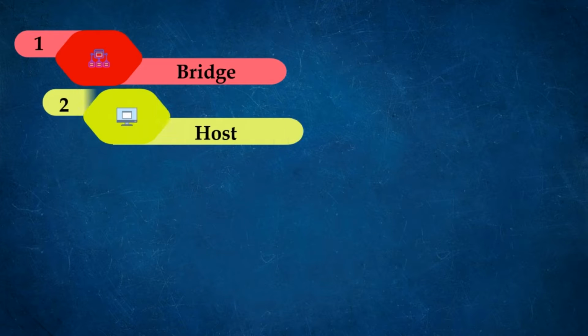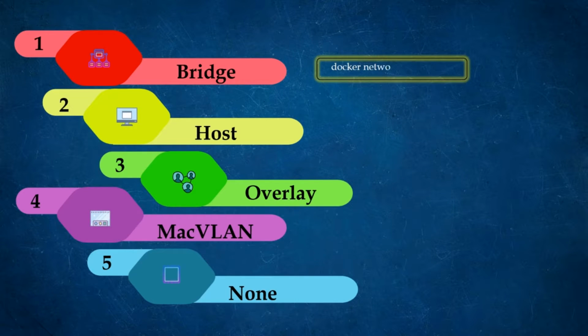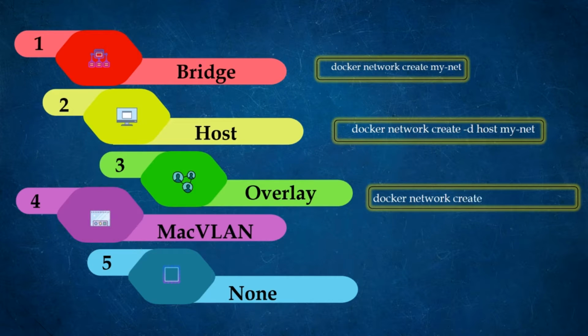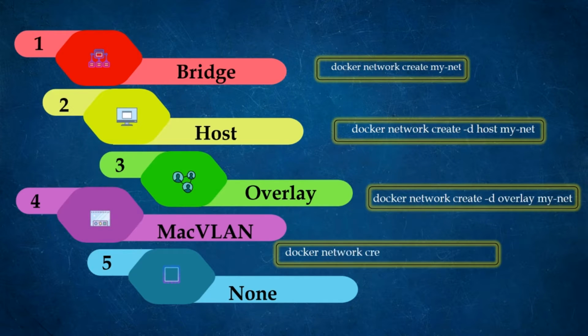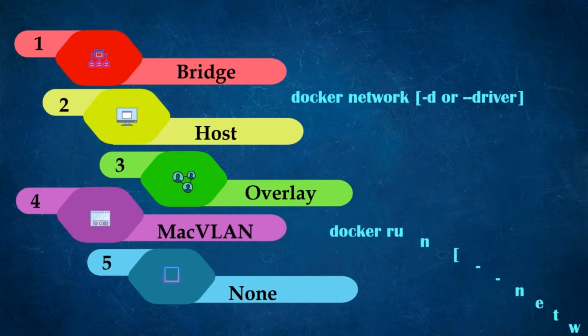Docker supports different types of network drivers, each fit for certain use cases. They are bridge, host, overlay, macvlan, and none. We use the -d or --driver option along with the docker network command to create user-defined networks, and we also use the --network option along with the docker run command to run a container in a particular network.